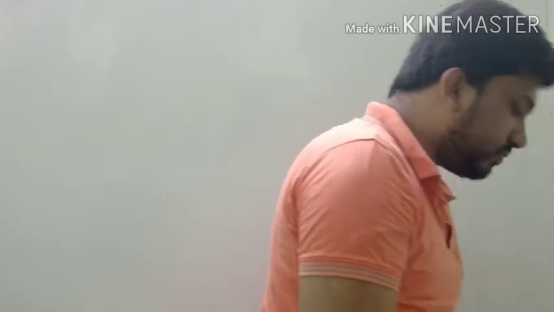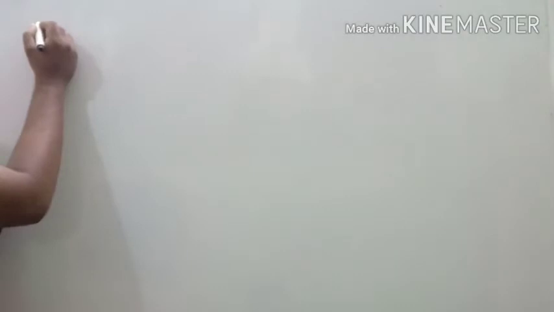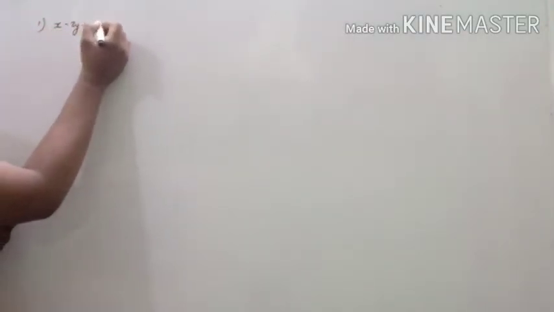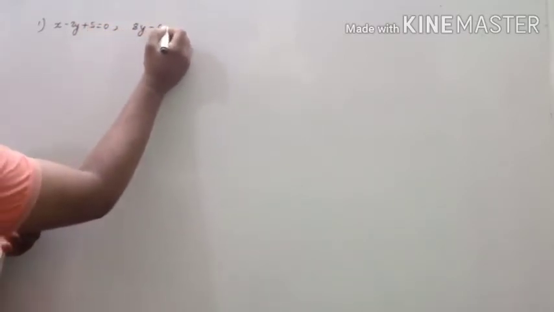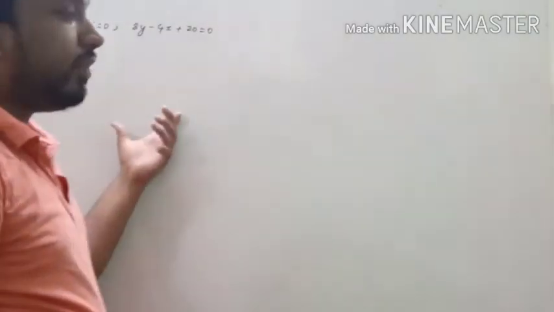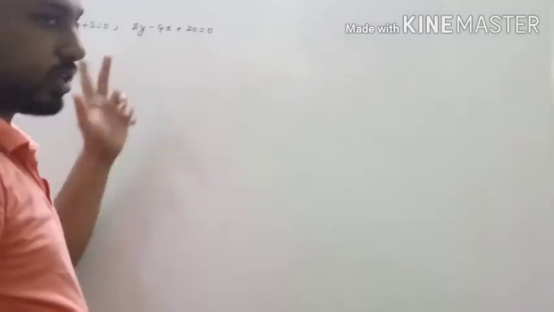Okay, let me take a problem. So first problem: x minus 2y plus 5 is equal to 0, 8y minus 4x plus 20 is equal to 0. So these are the two equations they have given. The question is, verify the relations between them and tell whether the lines intersect, overlap or are parallel. So these are the three conditions we should check.